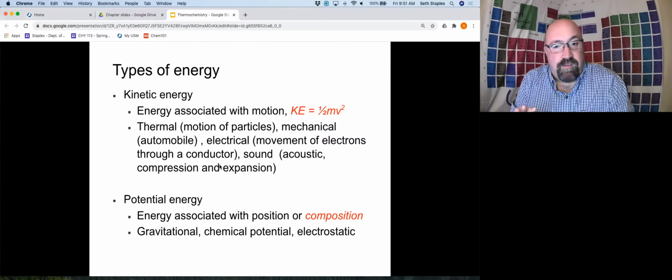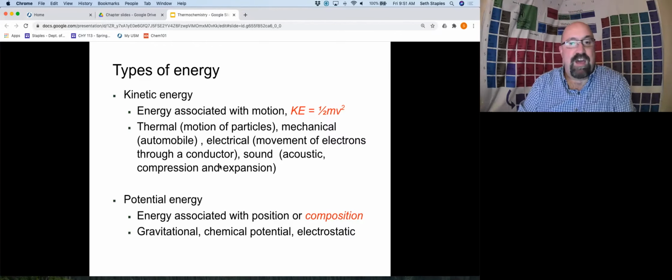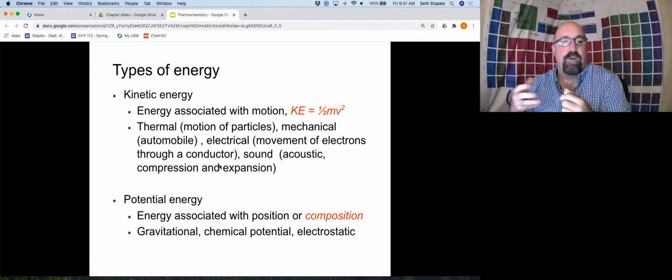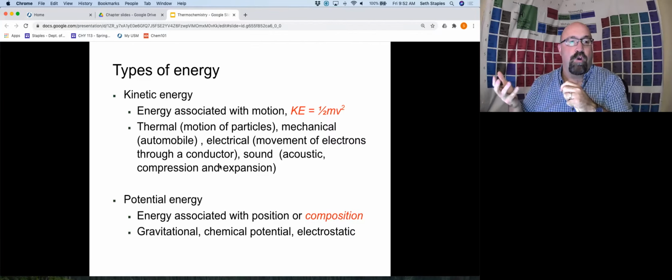For our purposes, we are looking more at potential energy as it relates to composition. And so chemical potential. What sort of energy is stored within a chemical bond that might be able to be released, or the energy that's required to form a chemical bond. And so we'll be looking at some aspects of energy having to do with composition, chemical potential, quite a bit in here.